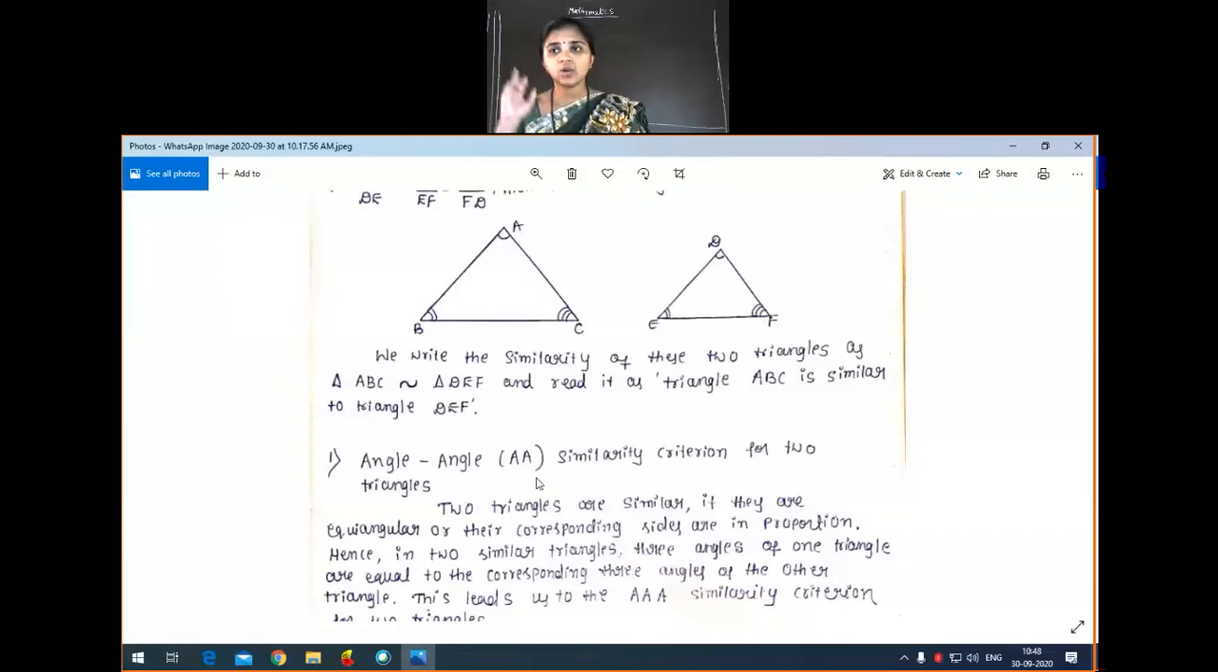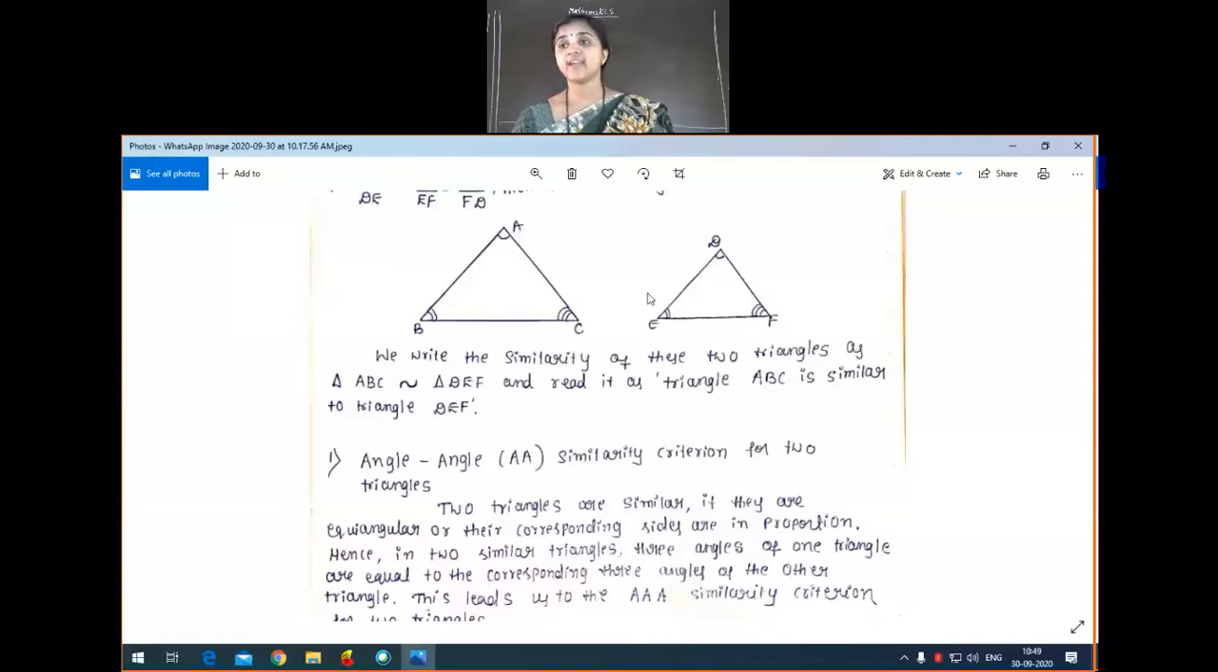Why are we taking only 2 A's? You got the idea, no? If two angles of one triangle are equal to two angles of the other triangle, then according to the angle sum property, the third angle is equal only. That's why we are taking this as the AA criterion. So AA criterion means three angles of one triangle are equal to three angles of the other triangle.